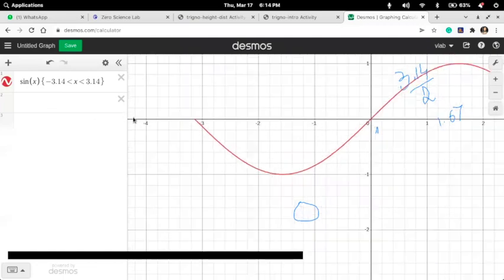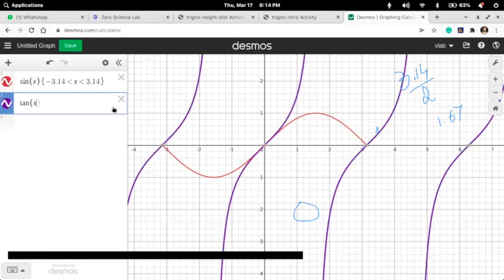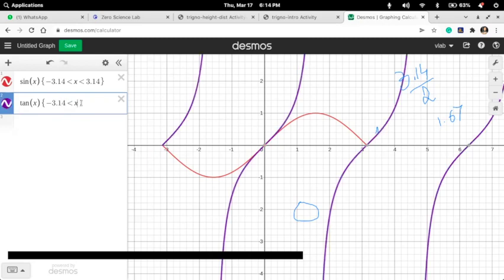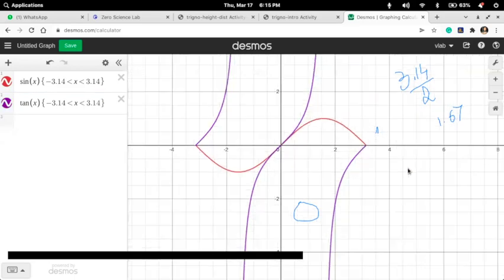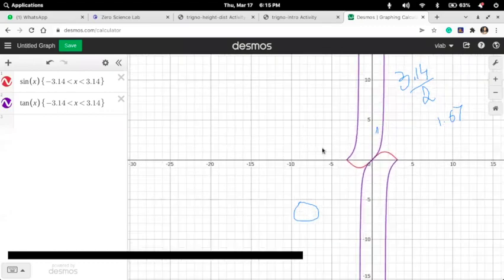So that was sine. Suppose if I have the tan value, how do I get it? What is the value of this tan? So similarly, if I go with minus 3.14 less than x less than 3.14, right? Oh, beautiful shape I got. Okay. How does it look?